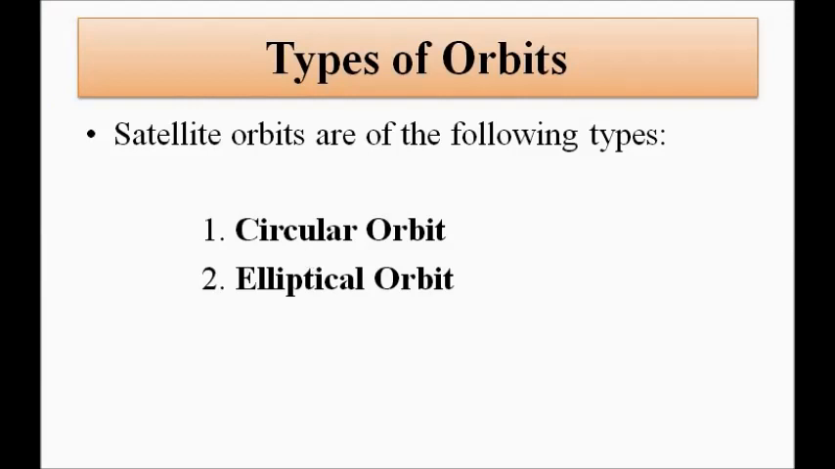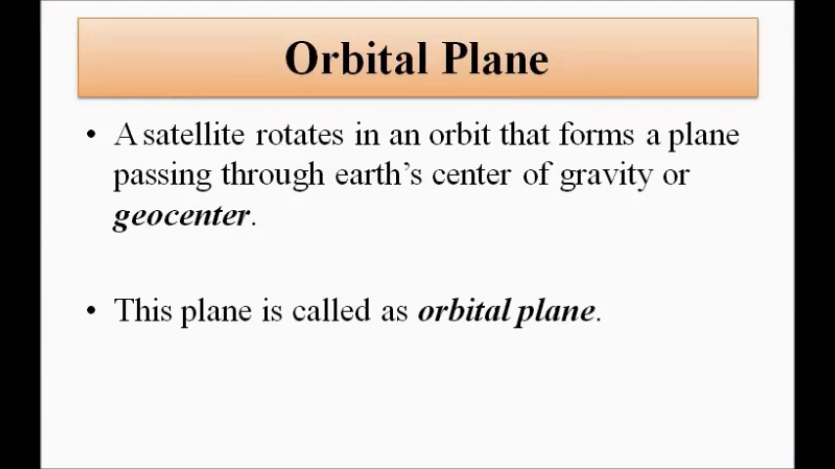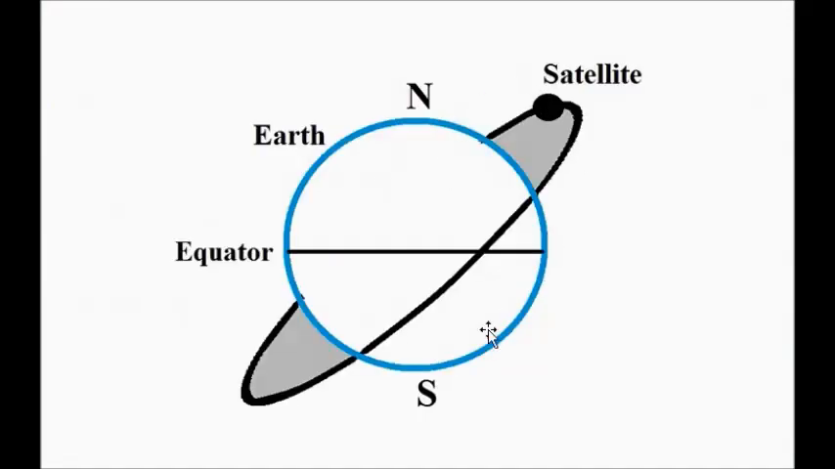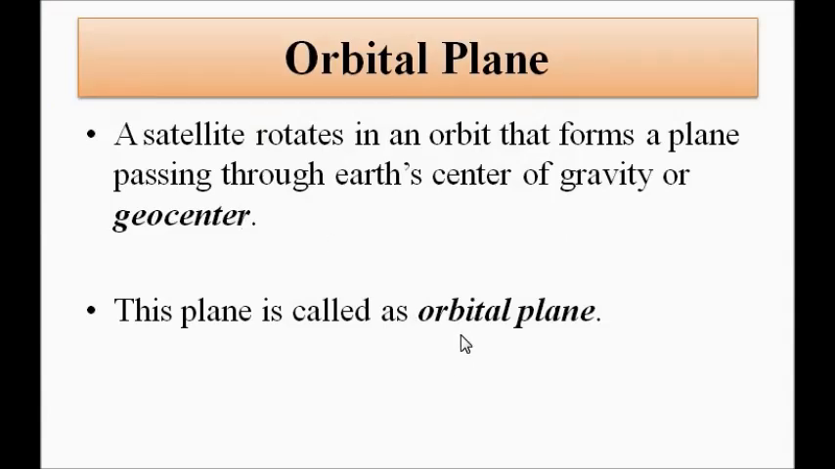Another important concept associated with the satellite orbits is the orbital plane. When the satellite rotates around Earth or any other planet, it forms a plane, if you look at it from a two or three dimensional point of view. See, when the satellite revolves around the surface of the Earth, this is the plane which it forms. Now, this plane is called the orbital plane.